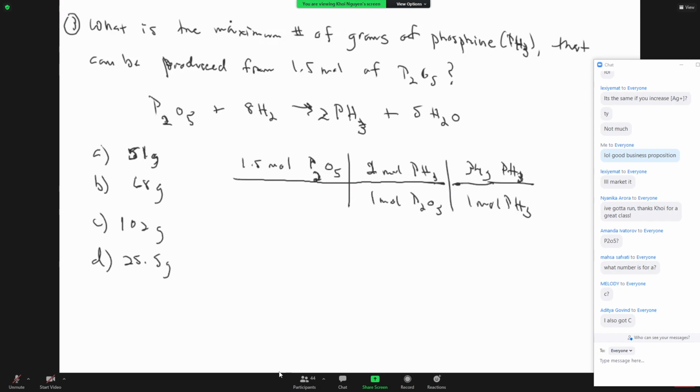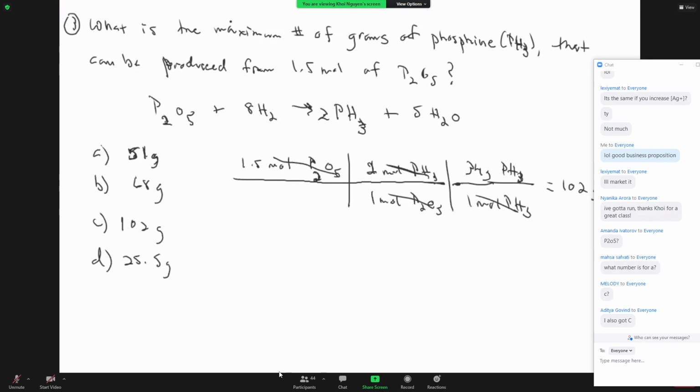Got to get comfortable dealing with the math. So 1.5 times 2 is 3. 3 times 34 is 102 grams of phosphine. Okay.